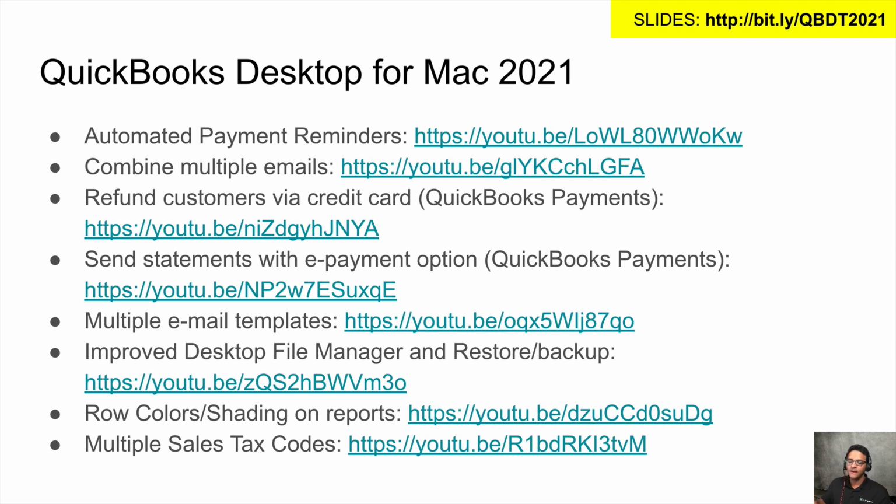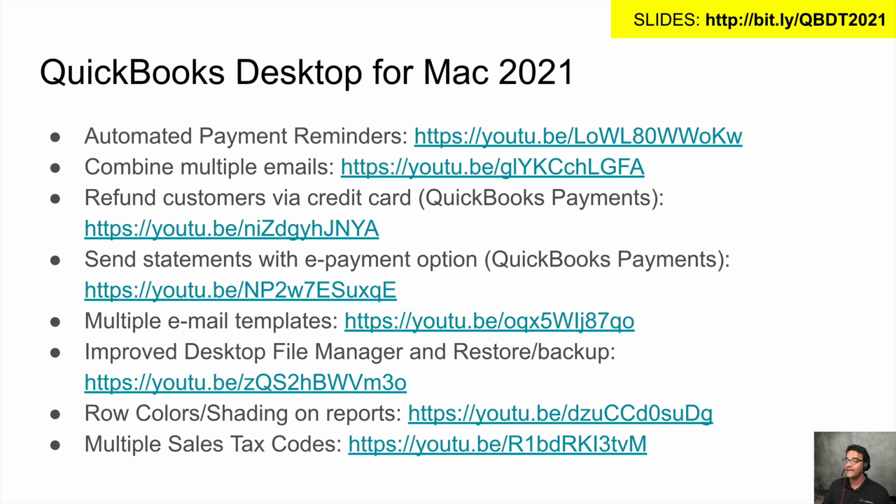Automated payment reminders. Basically, you can schedule QuickBooks to email customers when the invoices are overdue. Combine multiple emails. That's if you have, for example, one customer that owes you on three different invoices. Instead of emailing them the three invoices in one shot, you can have one email combined with multiple transactions in a single email. You can refund customers via credit card. So if you're using QuickBooks Payments, you can press refund in QuickBooks Mac desktop and process a refund. All these things have been available in QuickBooks Desktop already.